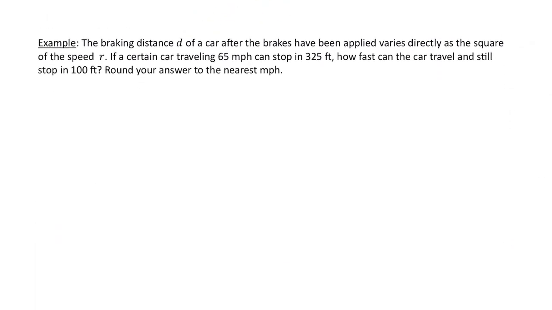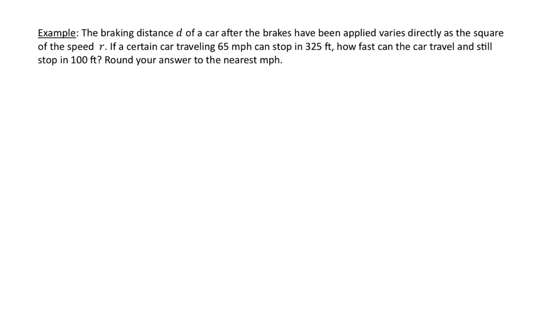Now let's look at one more example. The braking distance d of a car after the brakes have been applied varies directly as the square of the speed r. Now notice this kind of makes sense. The faster a car is going, the longer it's going to take to stop, right? The greater the braking distance. Now it's not that d varies directly with r though, it's that d varies directly as the square of r. Okay, if a certain car traveling 65 miles per hour can stop in 325 feet, how fast can the car travel and still stop in 100 feet? Round your answer to the nearest mile per hour.